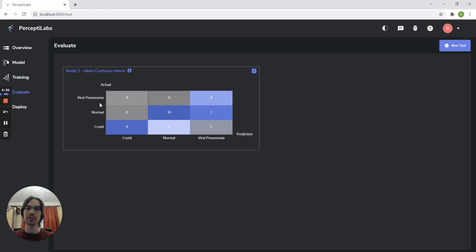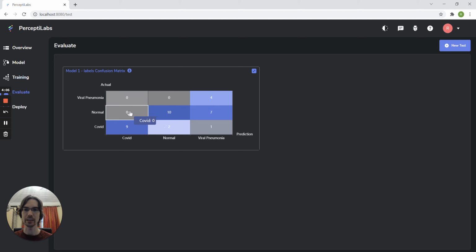I then ran a bunch of samples through this model, which I had trained, and saw what it classified each sample as. And that's how we got this confusion matrix. So how you would read this confusion matrix is that for the COVID class, I classified it as COVID 9 times. I classified 2 of the COVID samples as normal, and I classified 1 of the COVID samples as viral pneumonia. Then we can just keep going up here.